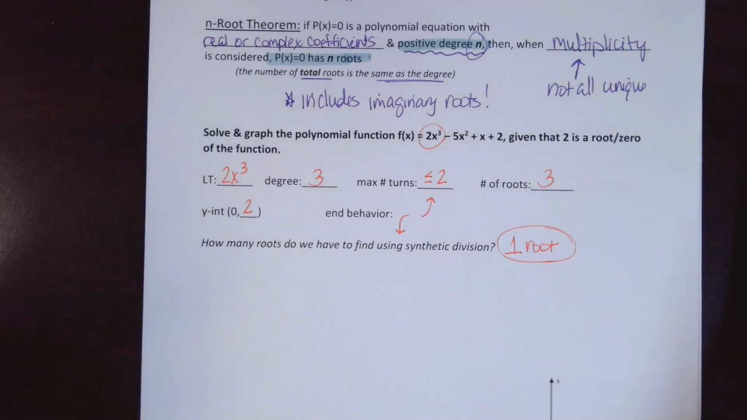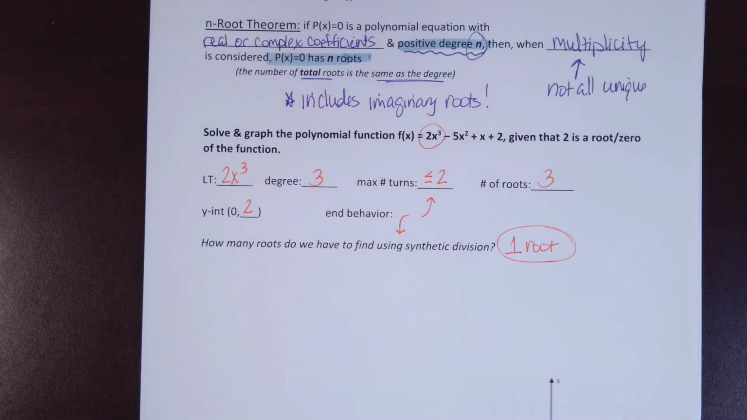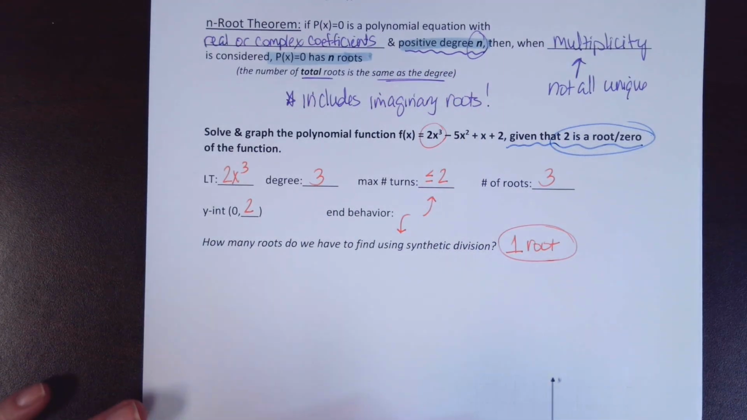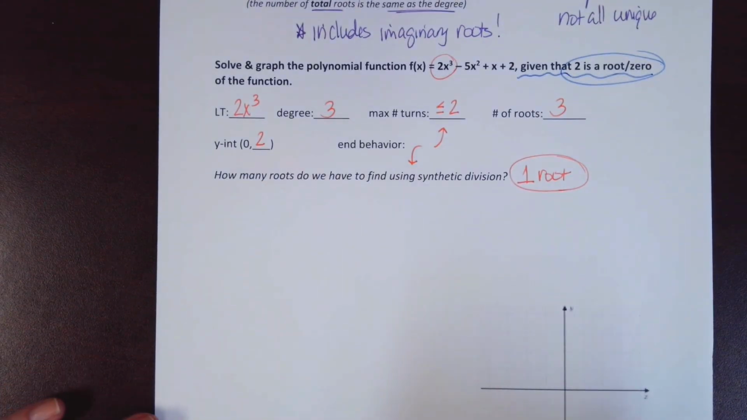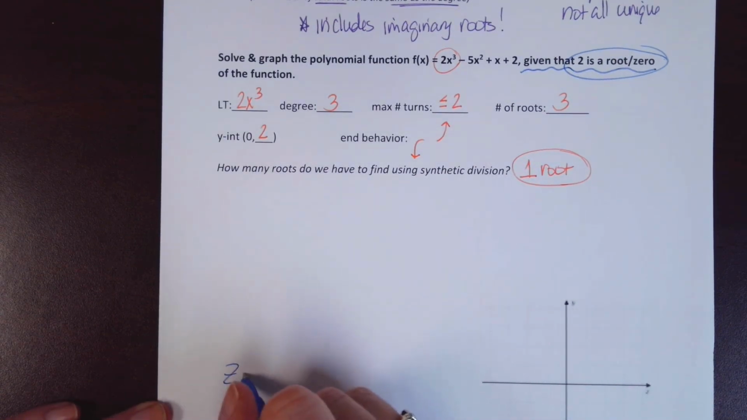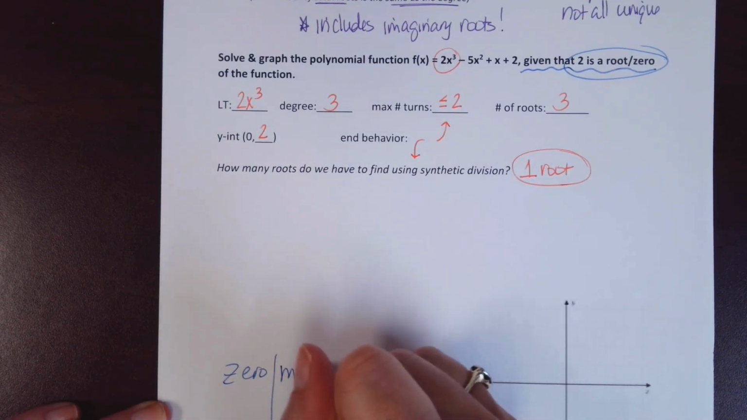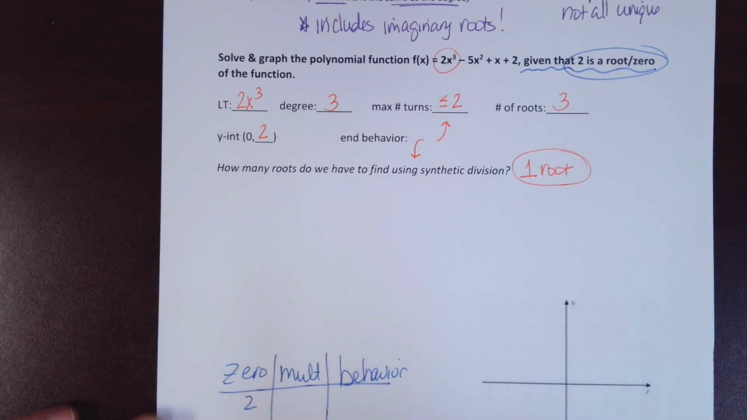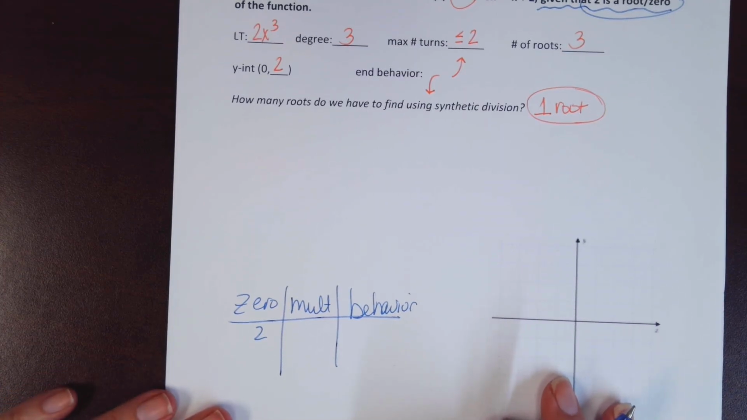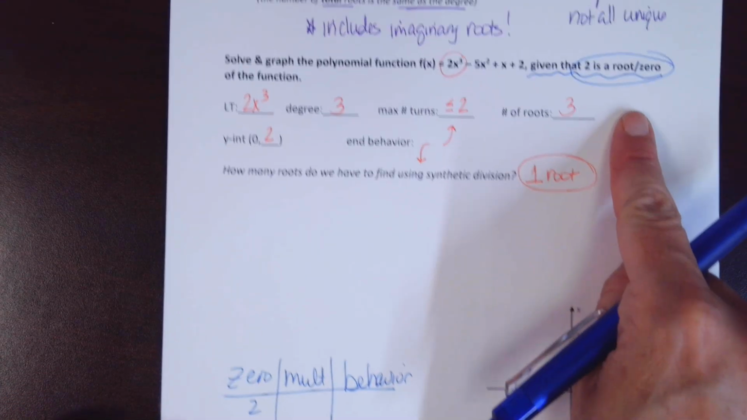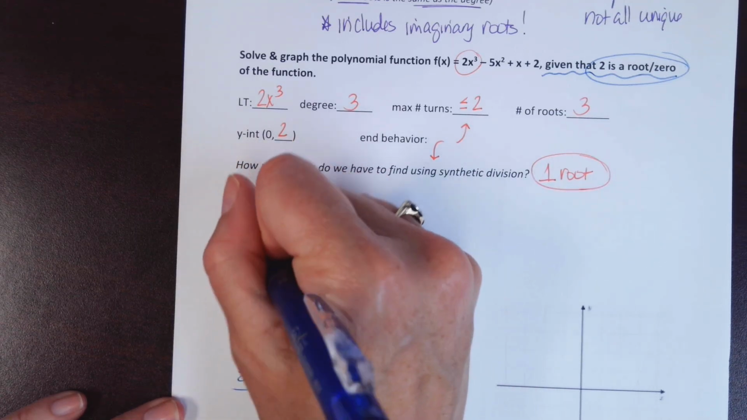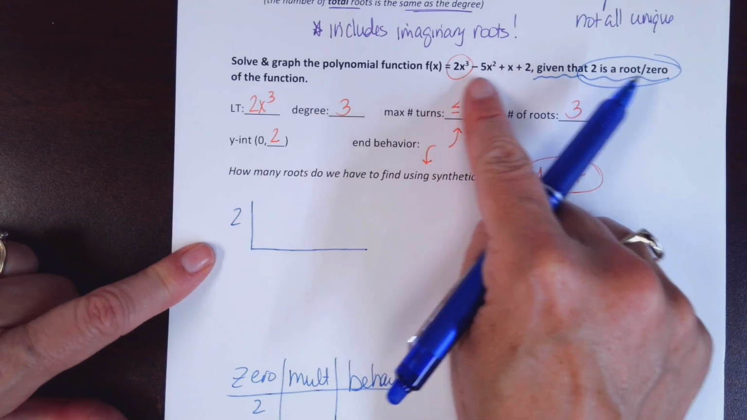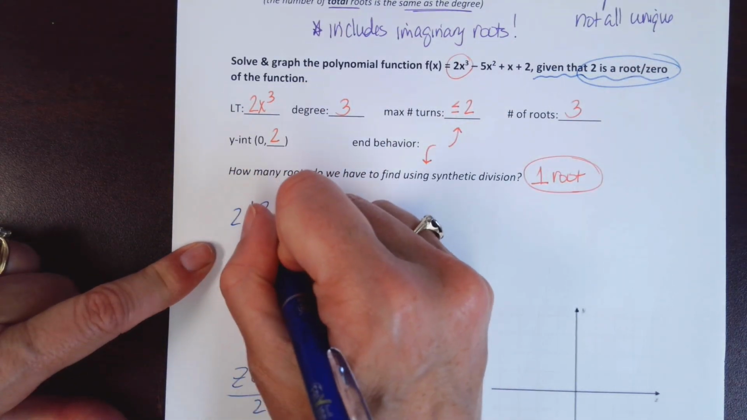Well, where do I start? Right now, we're going to start with what we're given. We are given that 2 is a root of our function. So if I want to think about my zero multiplicity behavior chart, I know that 2 is going to be one of my zeros. It's going to be one of my roots, because I was told that here, which means I'm going to do synthetic division by 2 to find what I have left. I don't need to worry about 0 placeholders.